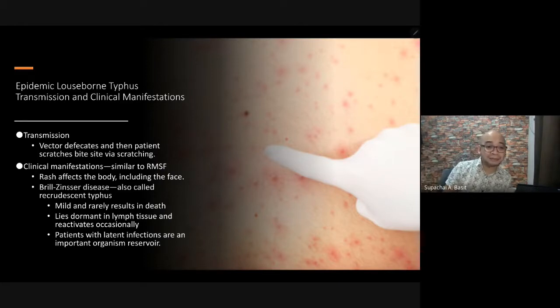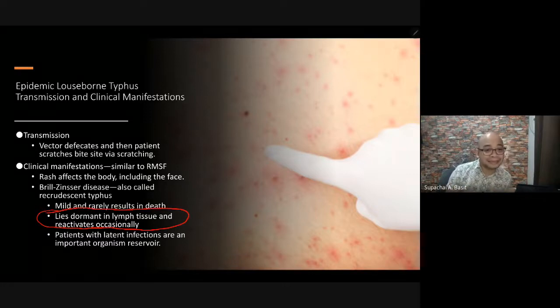So that's what we meant by recrudescent. It is mild and rarely results in death. This is the reason why we call it recrudescent. It lies dormant in lymph tissue, so it becomes inactive in lymph tissue and reactivates occasionally. So the patients with latent infections are an important organism reservoir.